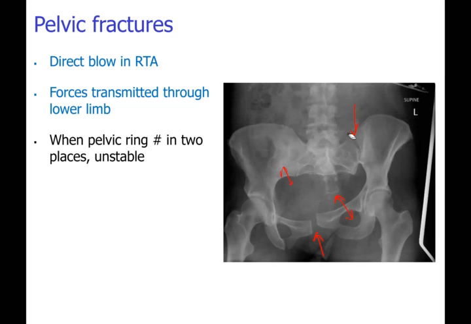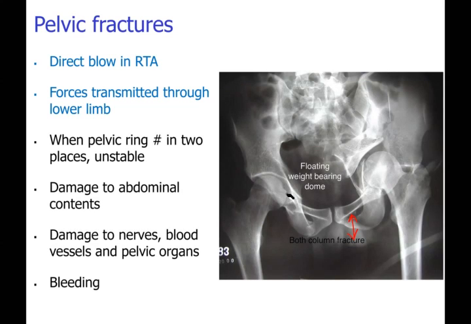So because it's a very firm ring, remember this point. Then the other point is, now you can see here, there's a fracture of the acetabulum, and the head of the femur in this case is driven into the pelvic cavity, fracturing the lateral wall of the pelvic cavity. Now, in an injury like that, there can be damage.